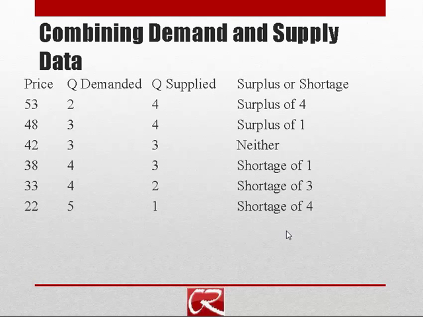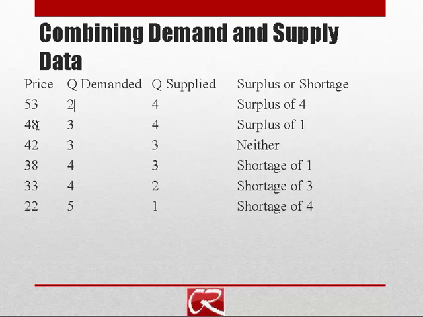If we look at that data, we can build a combined demand and supply schedule. If we had looked at that price of $53, we should have seen that there were 2 willing buyers and 4 willing sellers. So there's a typo here. There should be a surplus of 2 units, because quantity supplied is 2 greater than quantity demanded.